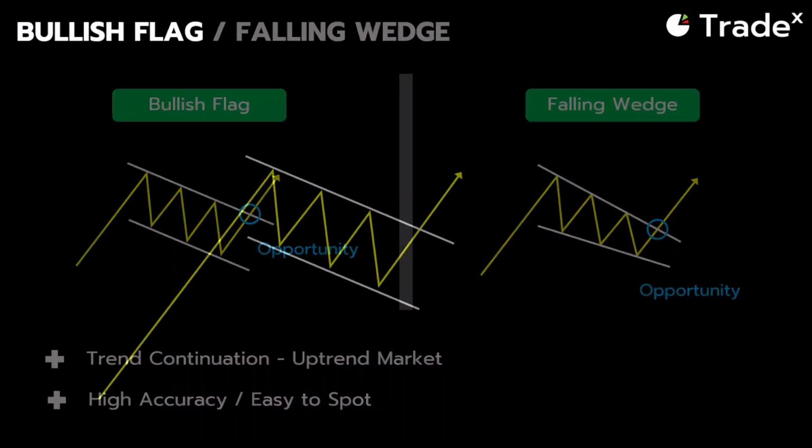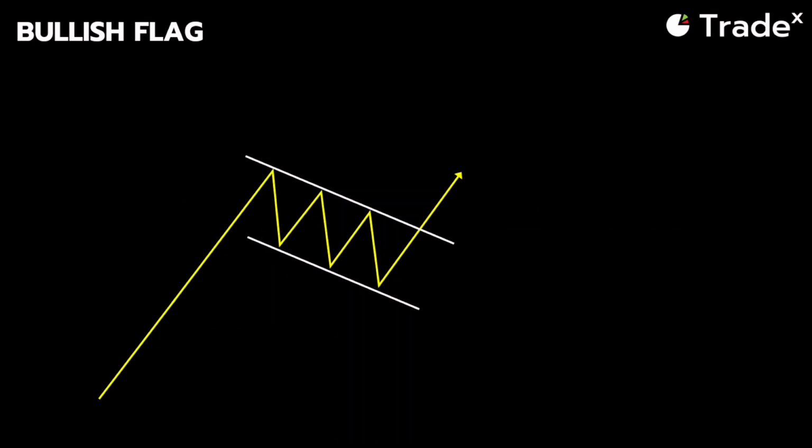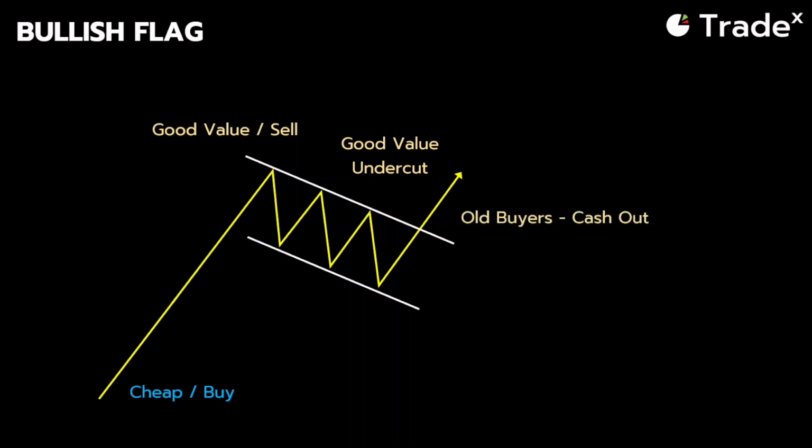From a market psychology perspective, the bullish flag and falling wedge patterns reflect the ongoing battle between buyers and sellers. Here is one scenario. Initially, the price is low, attracting buyers who perceive it as a bargain. As the price begins to rise, some sellers start to offload their positions, believing the price has reached a favorable level, which leads to a minor pullback. These sellers might also undercut each other in an attempt to exit their positions quickly. Eventually, the sellers who bought at lower prices have cashed out, and the supply of sellers diminishes.